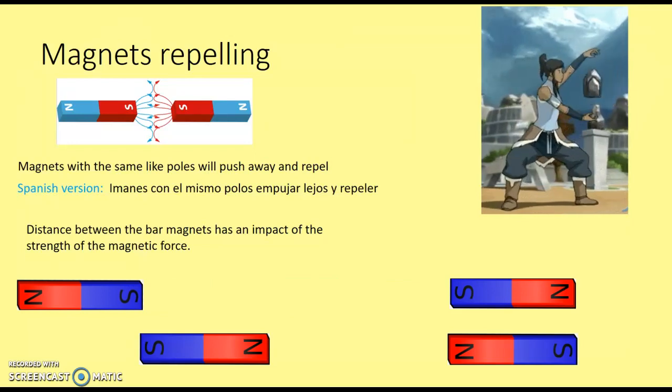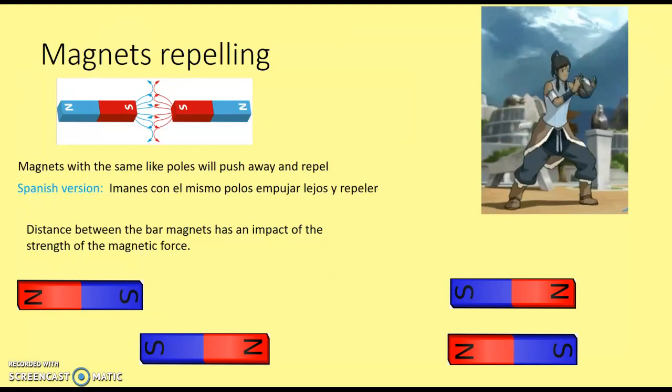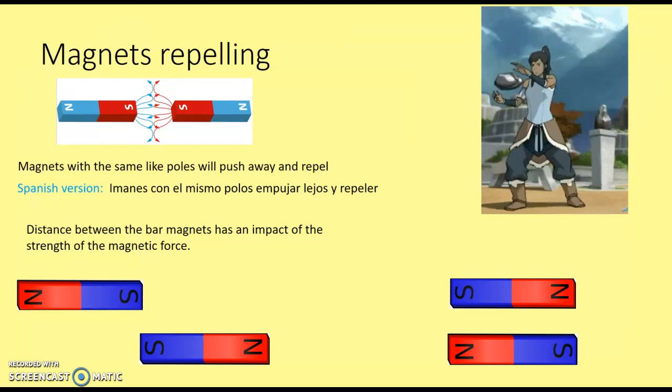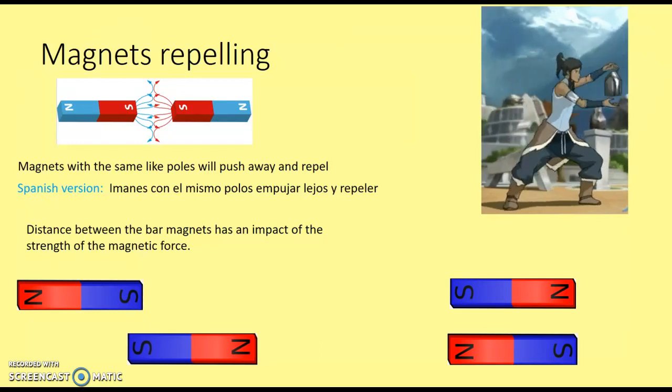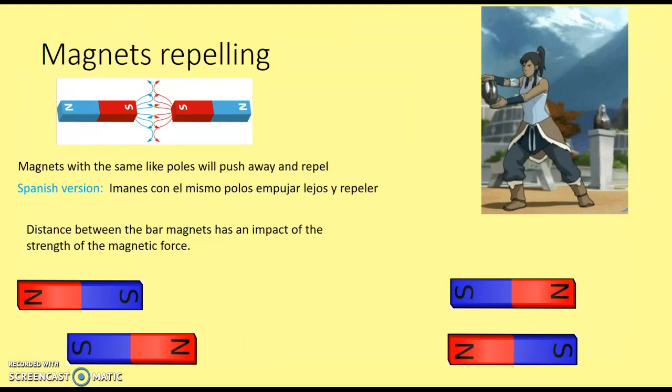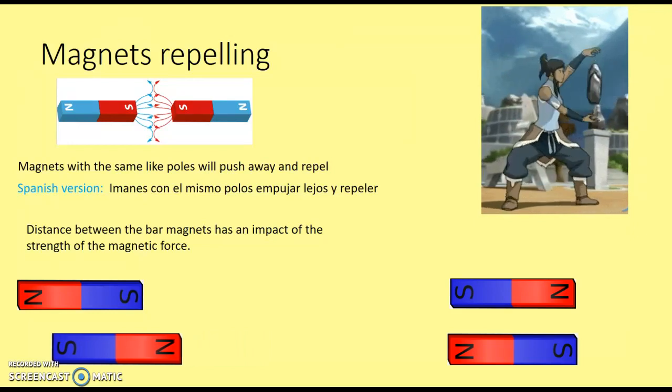Whereas on the bottom, if we take a look at the north and north, which are farther apart, the repulsion is a little bit weaker because they're farther apart. They're still going to repel though.